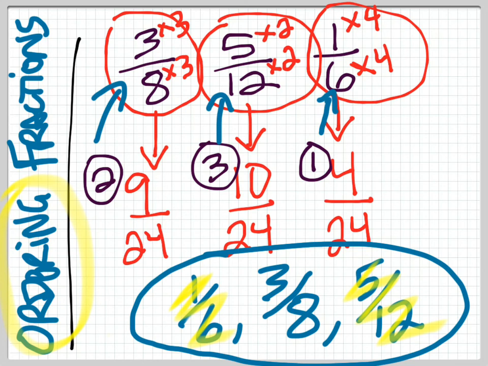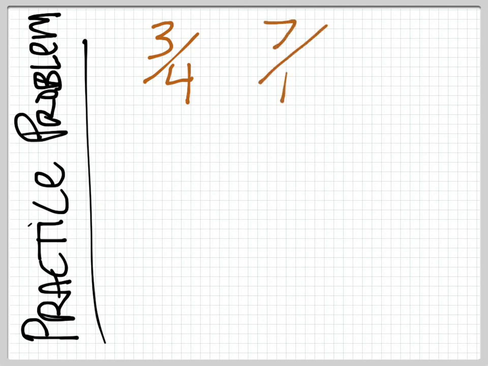I'm going to give you one practice problem and then let you go. Okay, I'm going to give you 3/4, 7/10, and 4/5. Your job is to put those three fractions in order from least to greatest. You have two practice problems today, one where you are ordering fractions and one where you are comparing fractions. We will check those answers in class tomorrow.